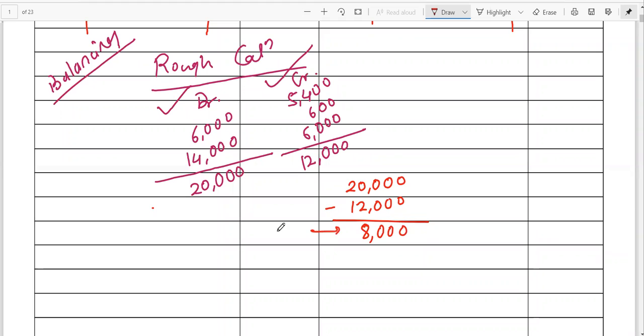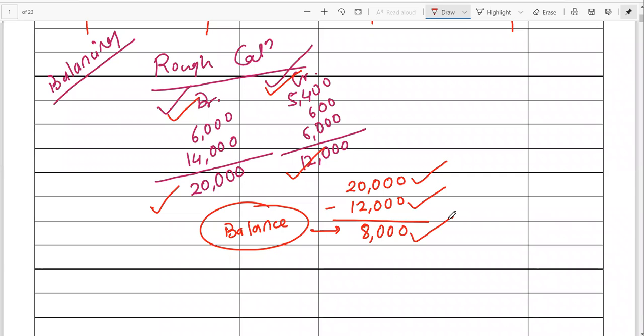This is called balance. 8,000 is the balance for this account. Read the procedure. If you have to do balancing, take down the debit side total, then the credit side total, greater amount less smaller amount. Greater amount less smaller amount means 20,000 minus 12,000. Every time there will not be 20,000 and 12,000. You have to take the greater amount first and then deduct the smaller amount. You will get the balance. 8,000 is the balance for this account.